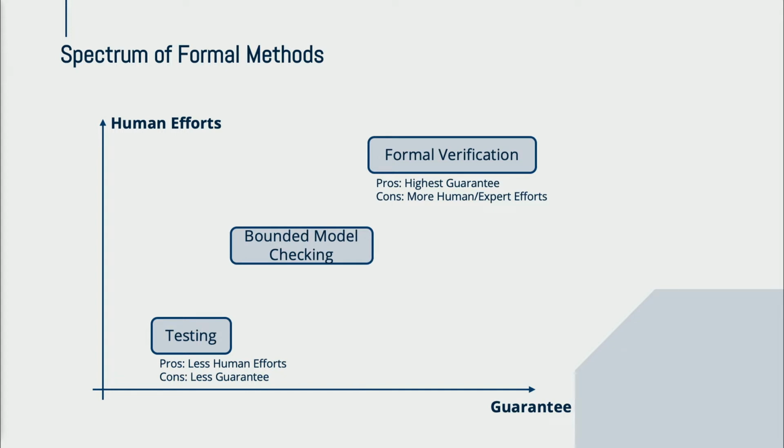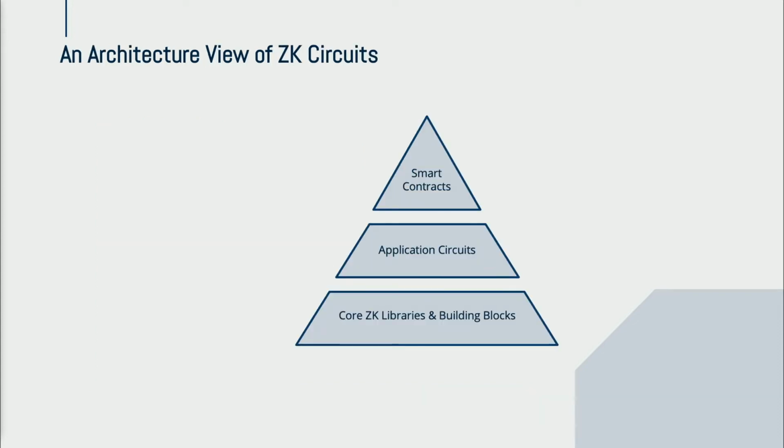But what's the problem we are trying to address? In order to understand the problem, we need to look at the architecture of a typical application that uses ZK. When we talk about ZK, it is not an independent piece of software. It is typically embedded in an application, for instance, a smart contract on a blockchain. At the very bottom, there is some core ZK library that is shared by all the application circuits that are built by different vendors in the industry. And at the top, those circuits interact with the smart contract.